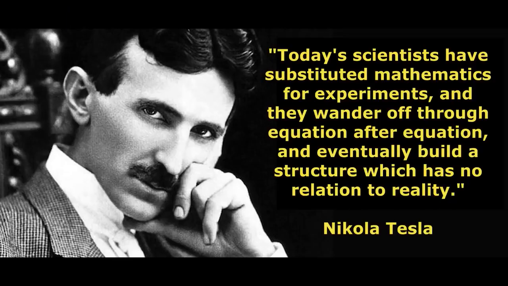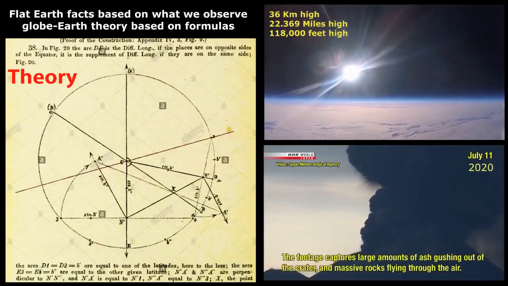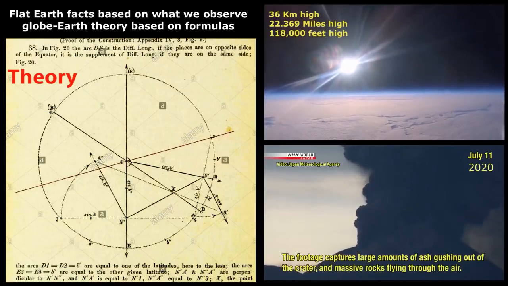This brings to mind a famous quote by Tesla. He said, "Today scientists have substituted mathematics for experiments, and they wander off through equation after equation and eventually build a structure which has no relation to reality." That's exactly what we see today. They have built a whole system that's not based on reality. It's based on theories only, and formulas, and math, but not on the reality of what we see outside.